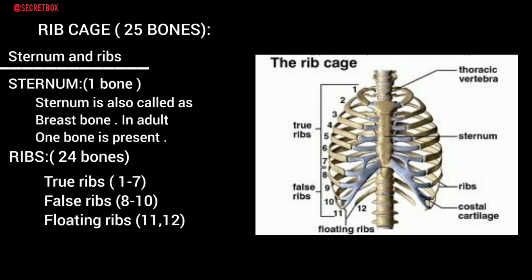Sternum, 1 bone. The sternum is also called the breastbone. In adults 1 bone is present. Ribs, 24 bones: true ribs, 1 to 7; false ribs, 8 to 10; floating ribs, 11 and 12.